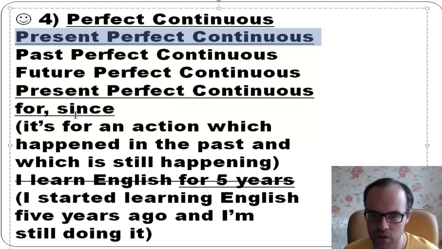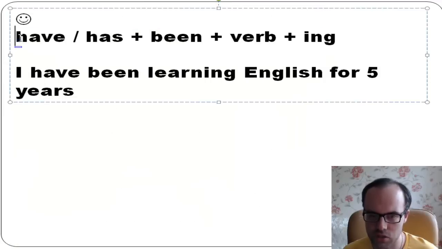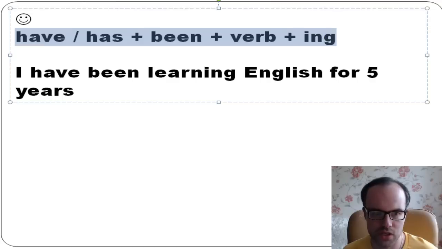We use for and since with present perfect continuous. It's for an action which happened in the past and which is still happening. So this sentence is incorrect: I learned English for 5 years. It means I started learning English 5 years ago and I'm still doing it. The formation: have or has plus been plus verb plus ing. So I have been learning English for 5 years.